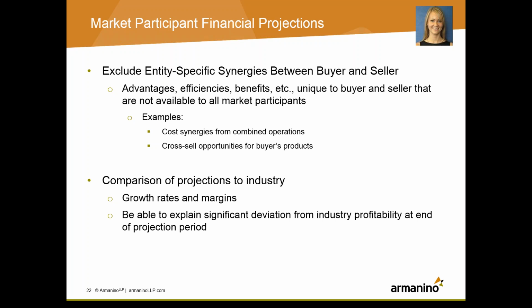So another step to take in preparing and reviewing financial projections in a PPA is to double check them across industry growth rates and margins, just as a reasonableness test. And in particular, be able to explain any significant differences between the industry and the target company that got acquired.